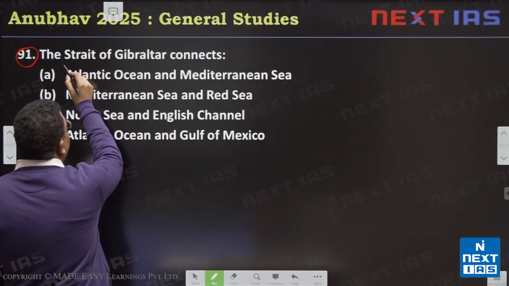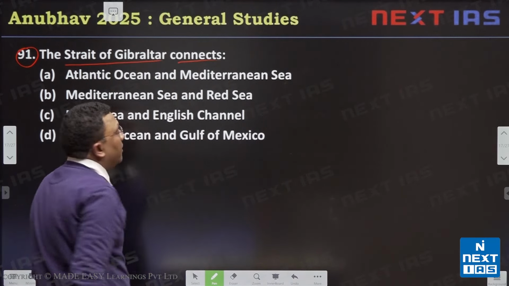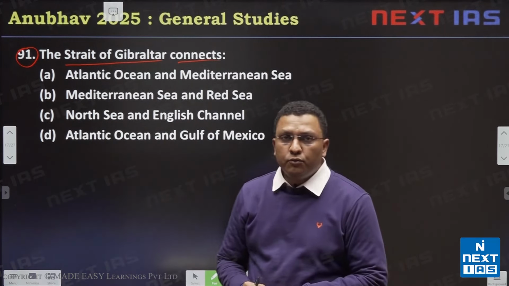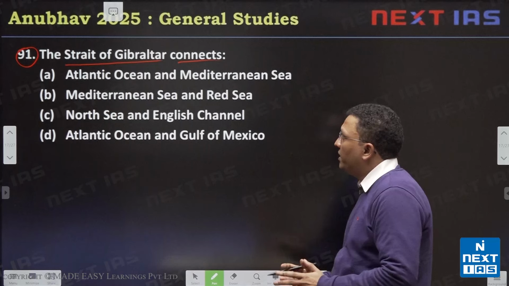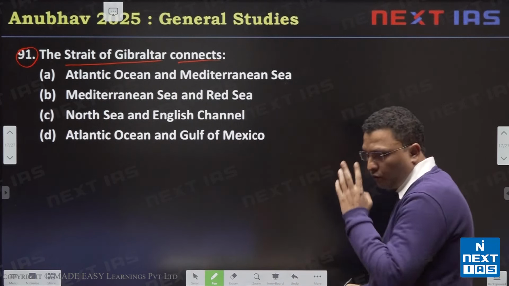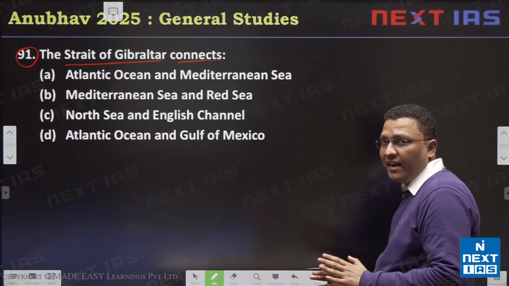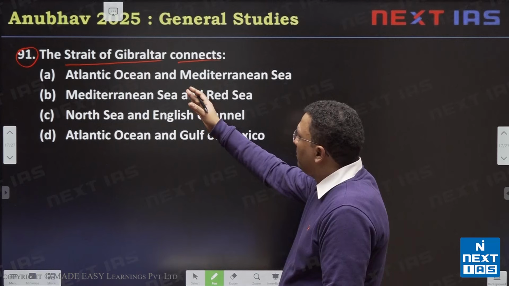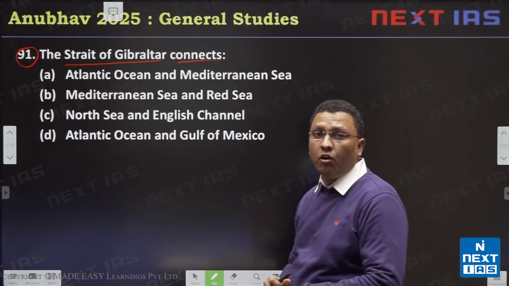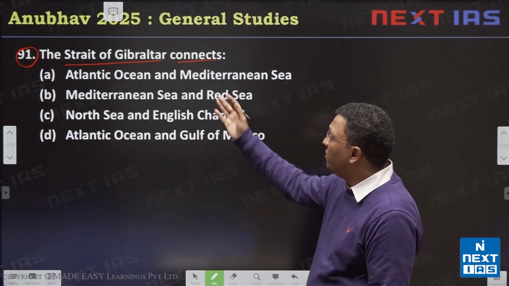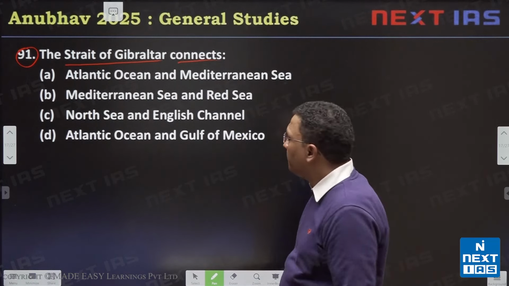It says Strait of Gibraltar connects. So this is a question based on places in news. Places in news based questions are very frequent in the UPSC Prelims examination, right? So you should know all the important places that have been in news in the recent past, right? And Gibraltar has been in news because the United Kingdom has been asserting its sovereignty over this Gibraltar, right?